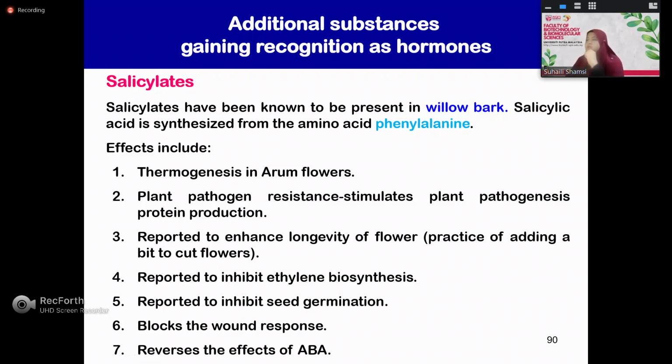It is also reported to inhibit ethylene biosynthesis, inhibit seed germination, block the wound response, and reverse the effects of ABA. We don't talk in detail about this because it's very complicated, as it involves a lot of reactions at one time and a lot of involvement of other hormones for salicylate. But it does have a wide variety of functions.